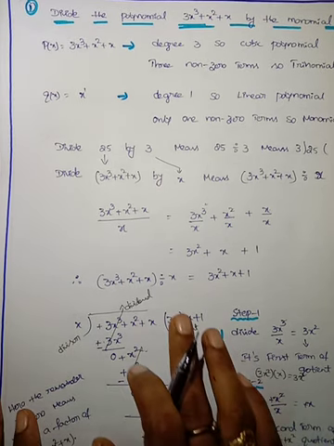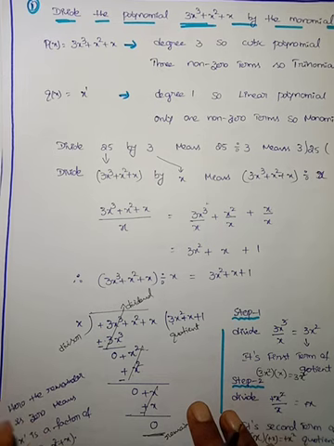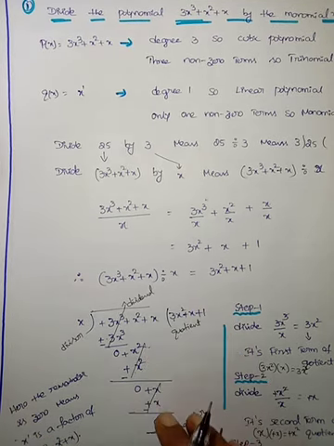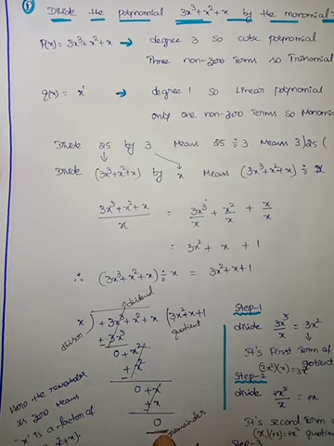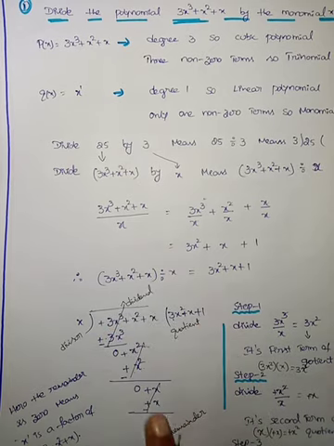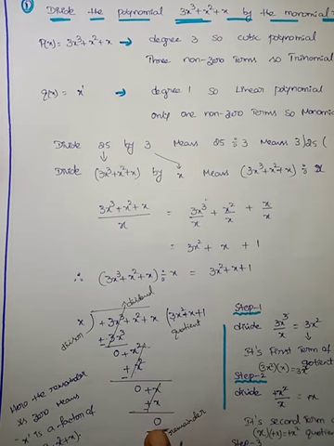How many steps do we have to write like this? When the remainder is 0, then the problem is completed. Sometimes the remainder is not 0. Then how many steps do we have to do like this?